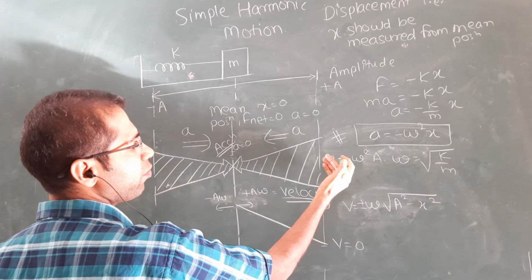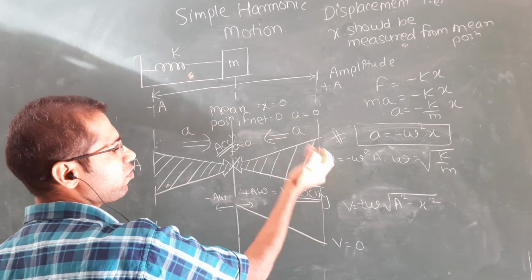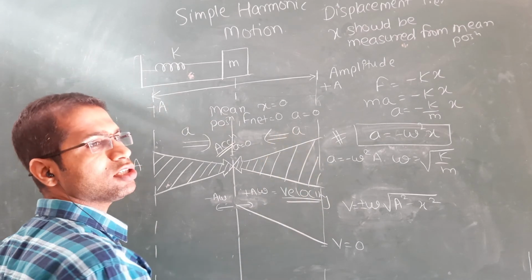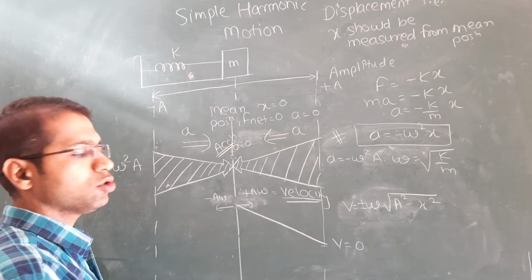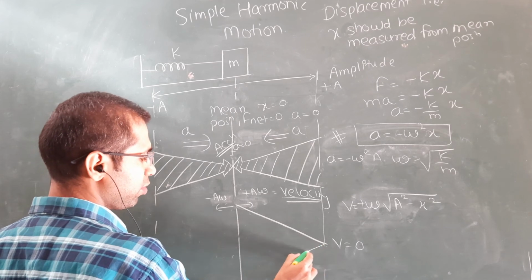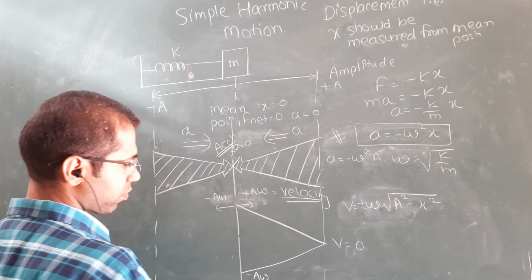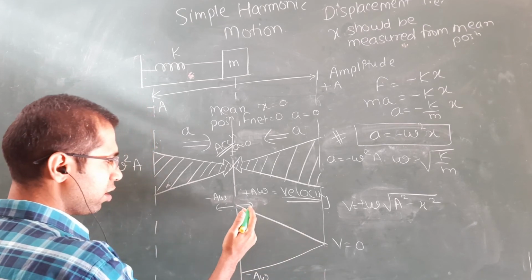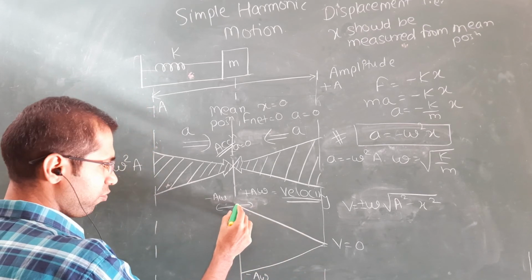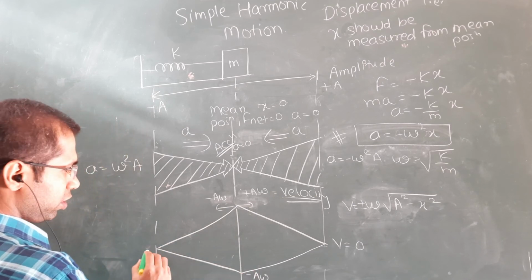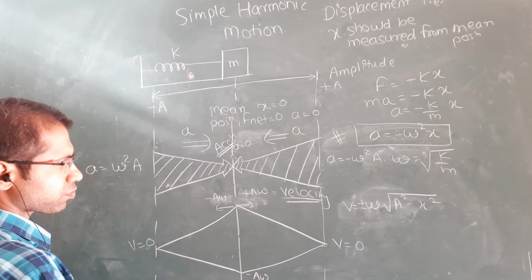Similarly, when the mass is moving leftwards from the extreme right position, velocity and acceleration directions are both the same. So in that case I am getting velocity something like this. This is minus a omega. Similarly, I can make the replica for the negative side also. So this is about the velocity here.